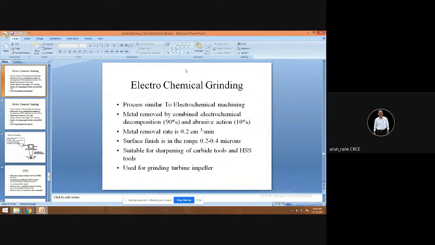So the process is the same as electrochemical machining except we use grinding. So your material removal rates are high. You get a good finish. That's why you can see the MRR, that is material removal rate, is in the range of 0.2 centimeter cube per minute, and the surface finish is 0.2 to 0.4 microns. And that's why it is used for grinding turbine inserts.